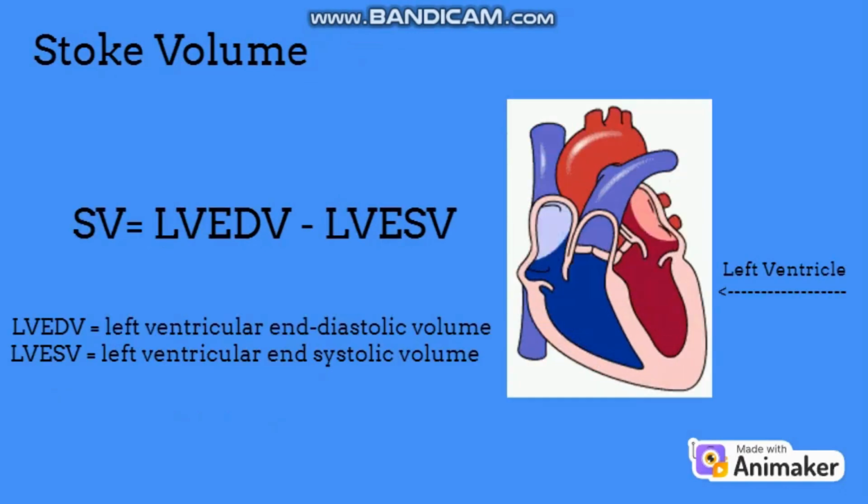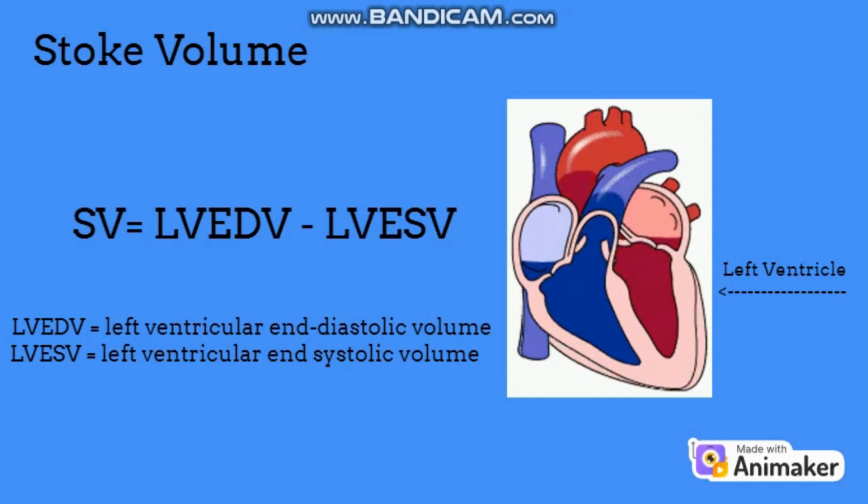Your stroke volume is the amount of blood that leaves your left ventricle per heartbeat, which is measured in milliliters. You can calculate your SV by subtracting your left ventricular end-systolic volume from your left ventricular end-diastolic volume. And your heart rate is the number of times your heart contracts per minute.